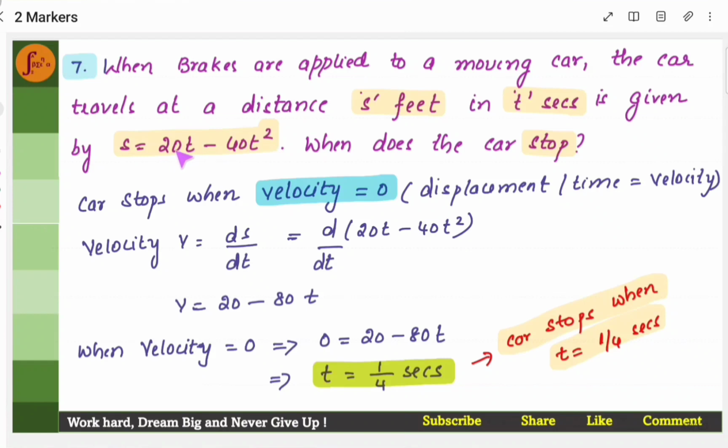You have the displacement function. Put it here and find the derivative. Velocity is 0, so equate velocity to 0. 20 minus 80t is 0. Therefore t is equal to 1/4 second. So the car stops when t is equal to 1/4 seconds.